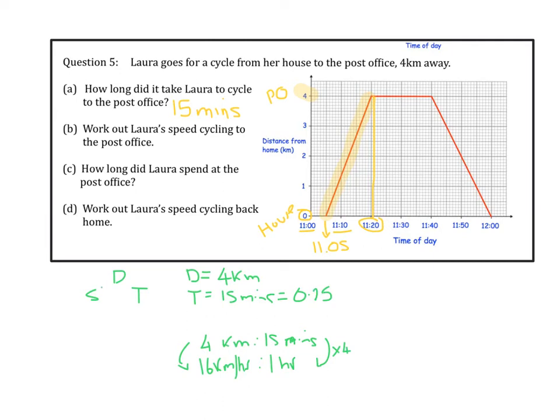And you want the speed, so it's distance divided by time. So 4 kilometres divided by 0.25 hours, you'd have ended up with 16 kilometres per hour. Again, so either way, that doesn't matter.